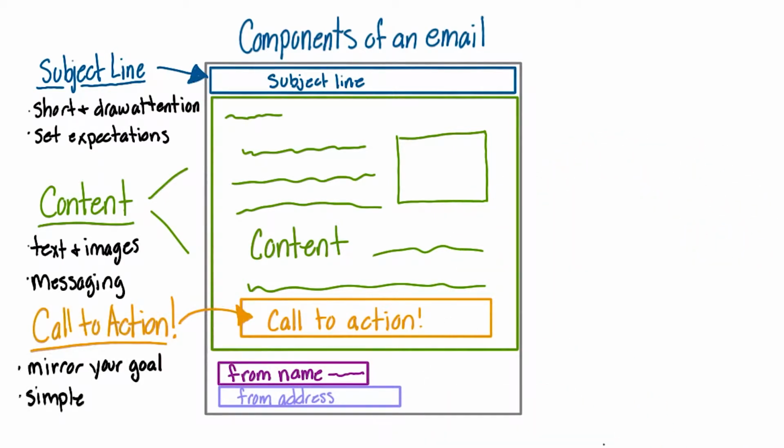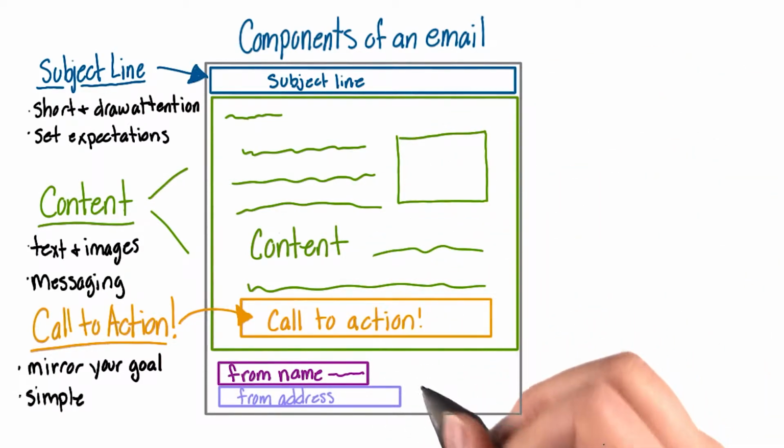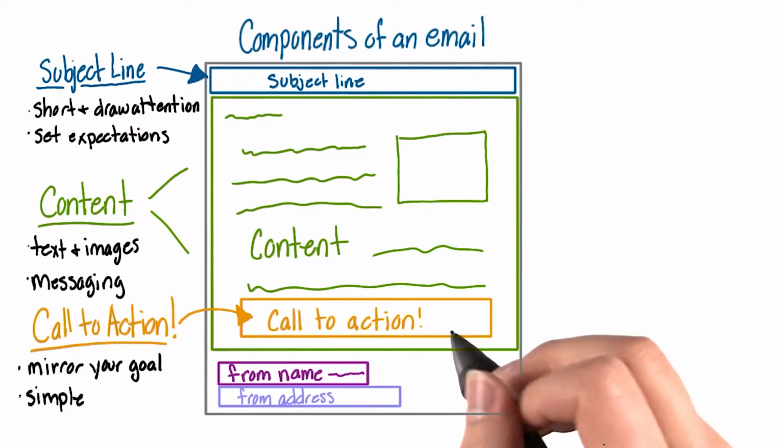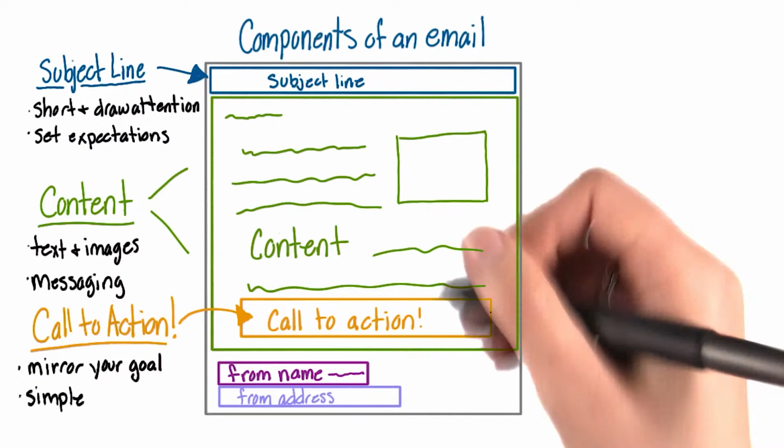Then we have our call to action. This should mirror the goal of the email. All of your email components should lead to this call to action that you want your readers to take. So what is it that you really want your readers to do or to get out of this email?